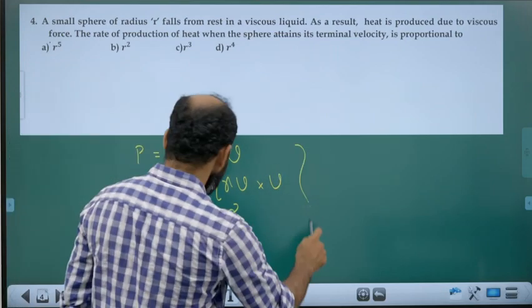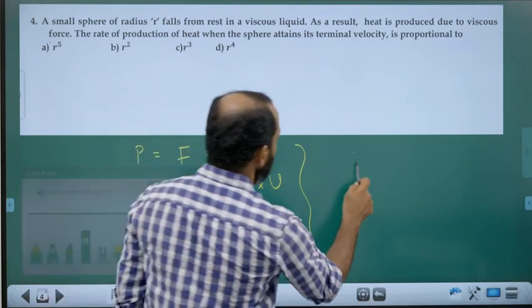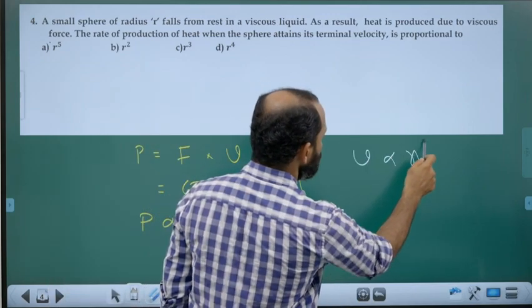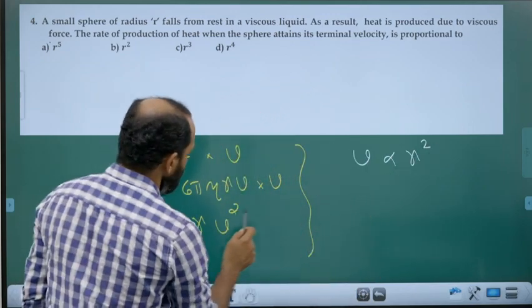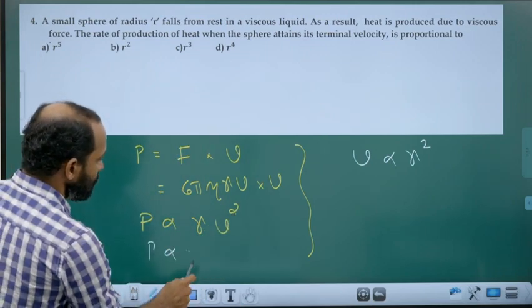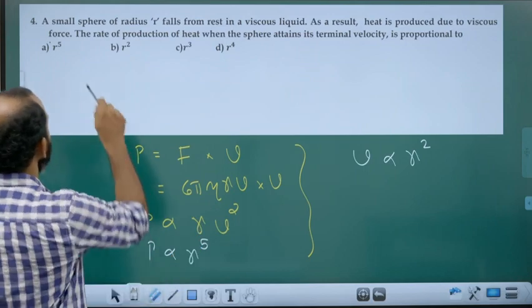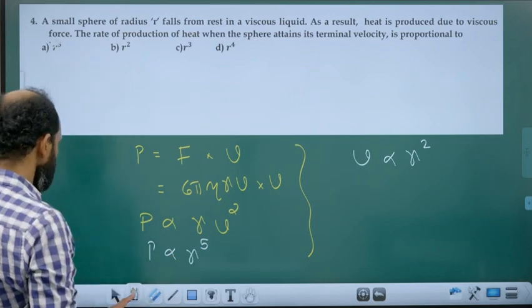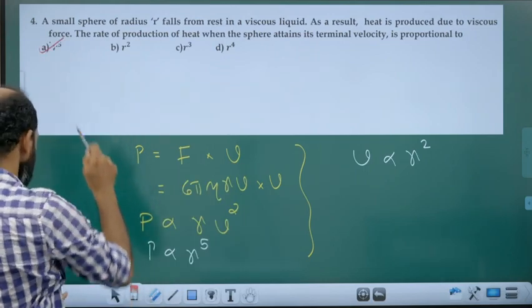But it's a very intelligent question. See, v is already proportional to the square of the radius. So v square is proportional to r raised to 4. So P is proportional to r raised to 5. So the correct option is A. Answer option A is the right answer.